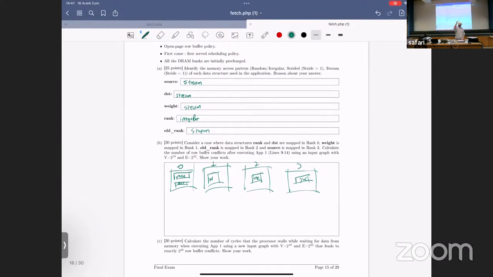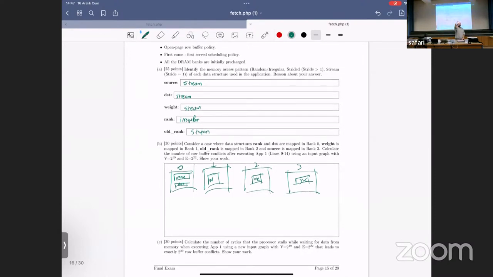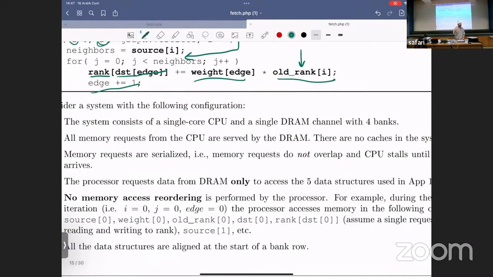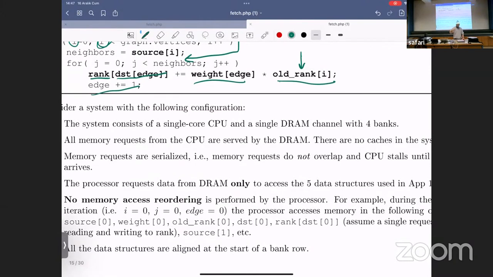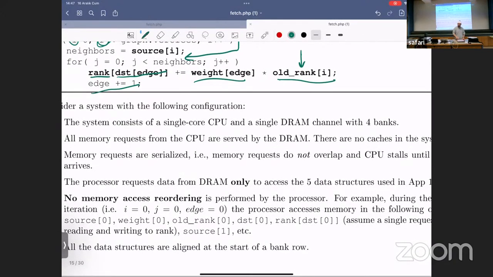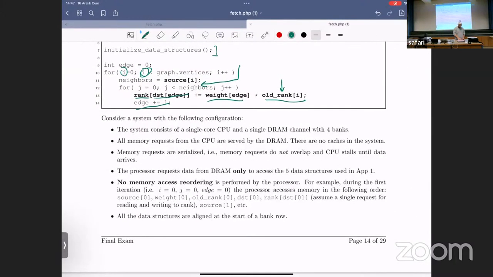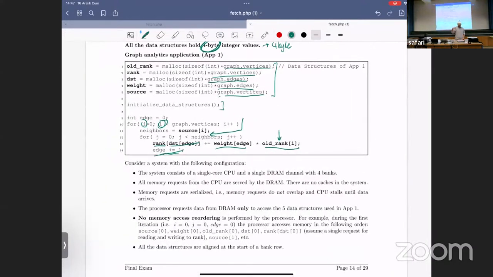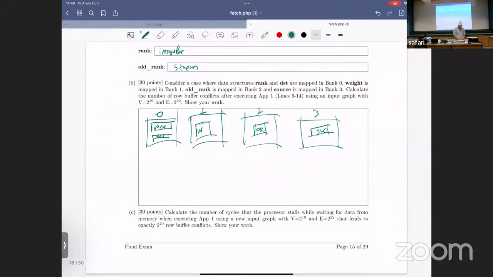And we know that they're in the same bank. So we activate one row for one, and then we need to close it and access the other data structure. This happens interchangeably. As we showed before, we first access the DST zero and then the rank of DST zero. So in the next iteration, what do we need to access? DST one, and then rank of DST one. Yes. The edge is increased, right? Yeah, but it's for every edge. So what will happen in this scenario in bank zero, right? We will need to do 2^22 conflicts when we access the destination, and 2^22 conflicts when we access the rank.